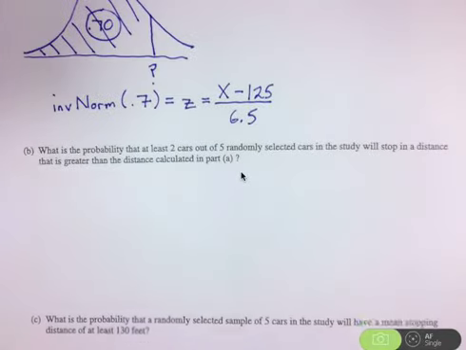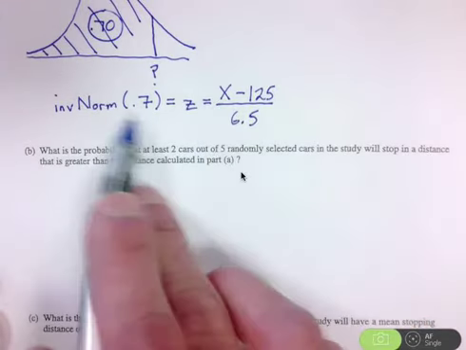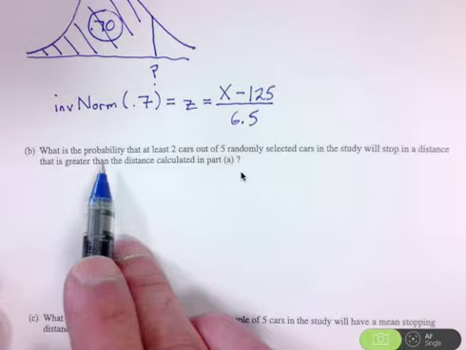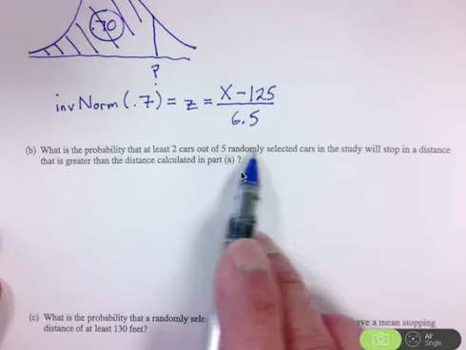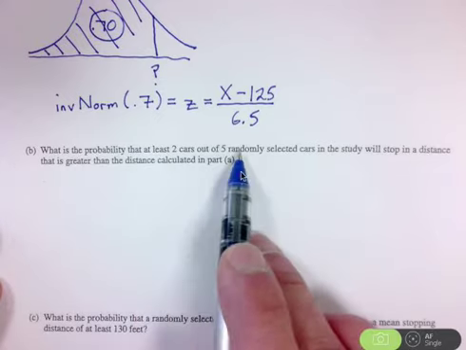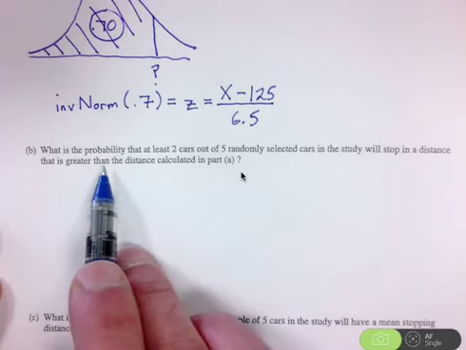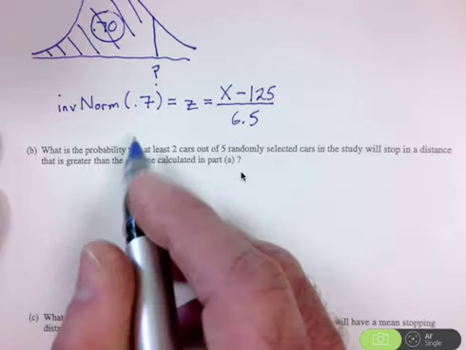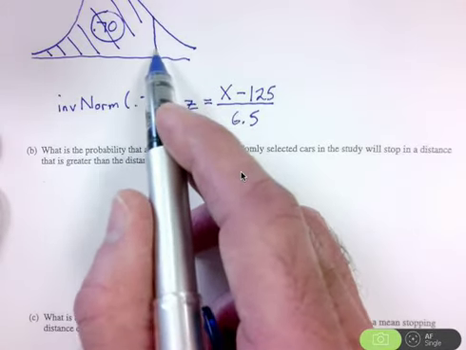Now, what's interesting about part B is you don't have to use this distance, but you have to use some of the setup for part A of the question. You're trying to find the probability that at least 2 out of 5 randomly selected cars. So notice I have a fixed number of trials. There are 5. The likelihood that at least 2 cars out of 5 stop in a distance that is greater than the distance calculated in part A. That's this part right here.